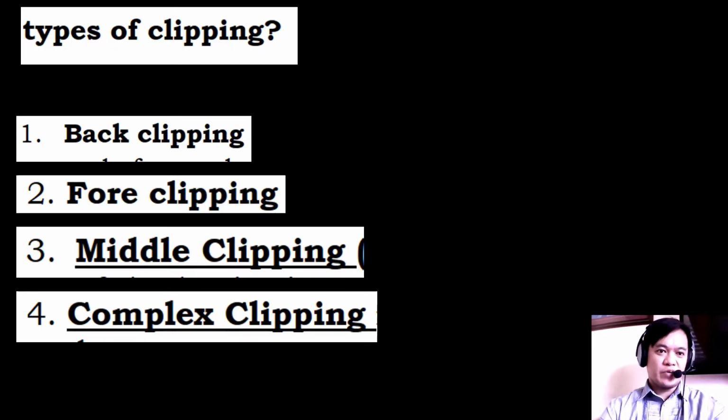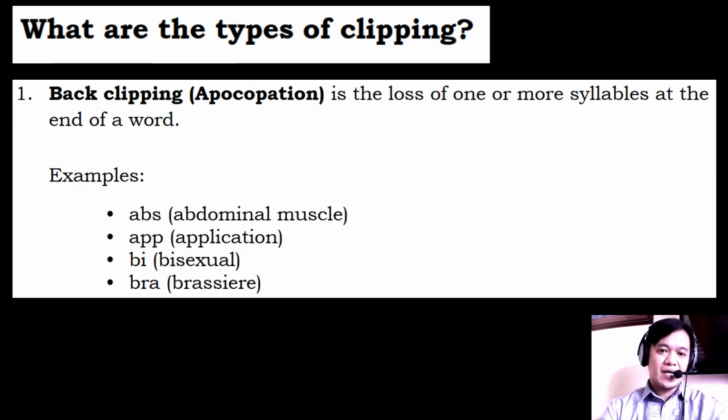Let us take note that there are types of clipping. Number 1, back clipping. Number 2, fore clipping. Number 3, middle clipping. And number 4 is complex clipping. Back clipping is the loss of one or more syllables at the end of the word. Examples: abs, that is abdominal muscle; app, application; bi, bisexual; bra, brassiere.